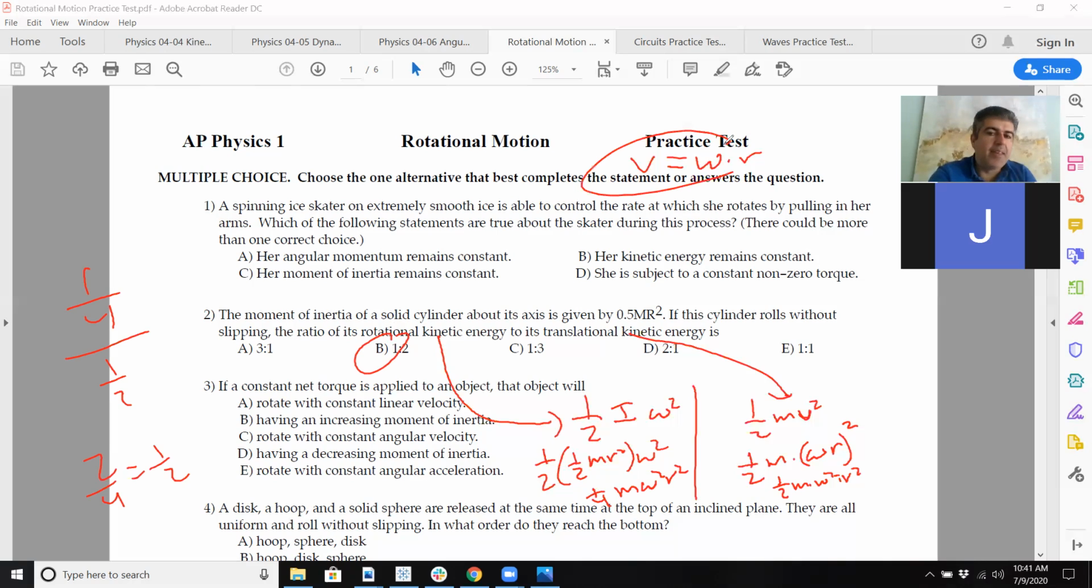So this is kind of key. If you don't recognize that, then you're going to be lost on this problem. You have to do a substitution for the linear velocity and change it to something that involves angular velocity. Then you can compare rotational and translational kinetic energies more easily. So that's B, number 2.